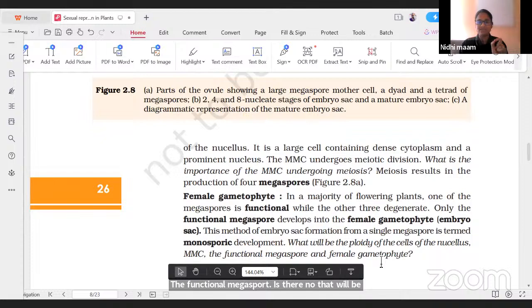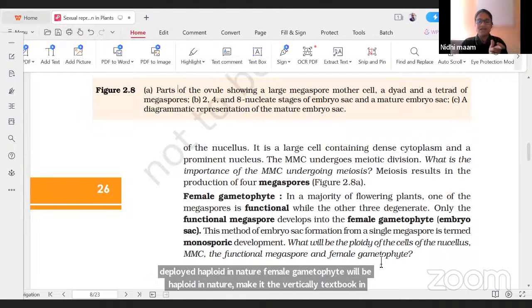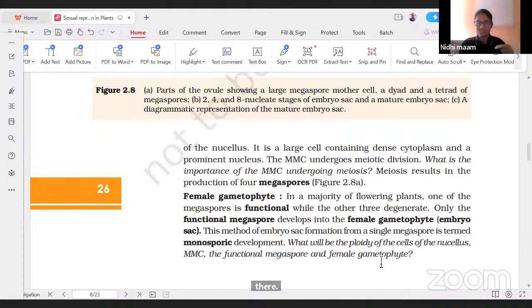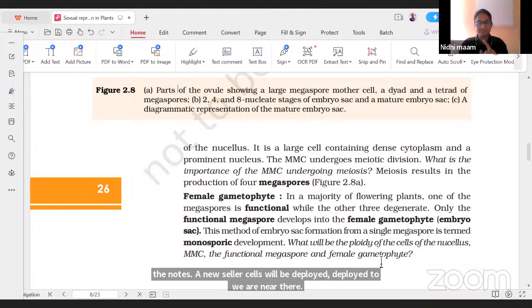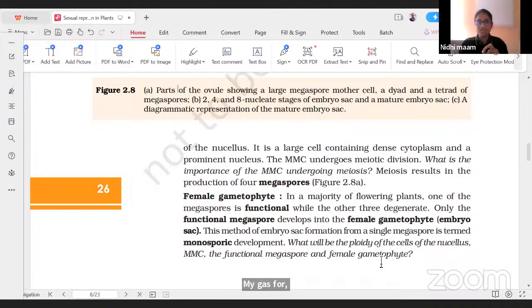Write it in the textbook if you have one. Otherwise, write it in your notes if you are making notes. Nucellus cells will be diploid, 2n. Megaspore mother cell will be diploid, 2n. Functional megaspore will be haploid, n. Female gametophyte will be haploid. Fine. Let us continue now.